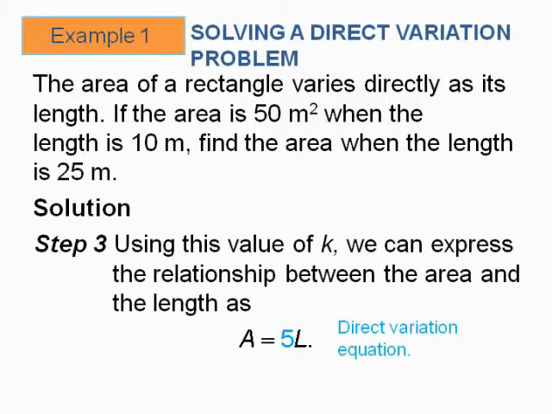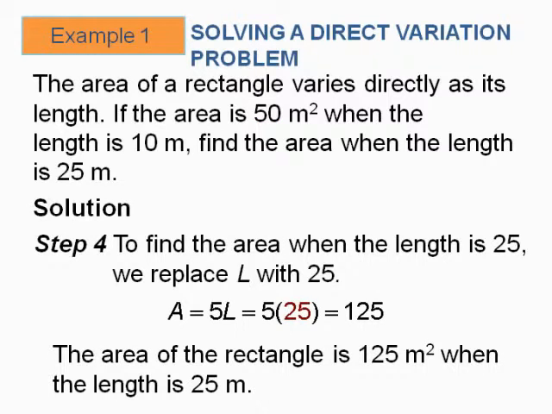5, which we are going to take and stick back into this model. So if A was equal to K times L, using this information in this first part of the sentence, this 50 and this 10 gave us this number 5 here, and now we can relate that to all problems involving the rectangle. So to find the area when the length is 25 and answer the question, step 4, we're going to plug that 25 back in and say 5 times 25 is 125. So the area of the rectangle is 125 square meters when the length is 25 meters. What do you think?